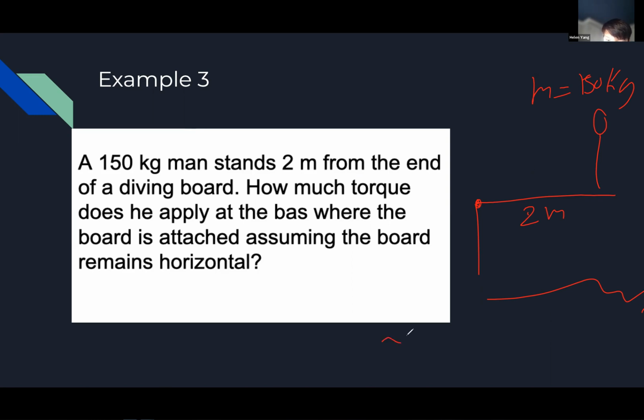So for the torque, which is F times r times sine theta, since he's perpendicular, it would just be sine 90, so it would be 1. So it's just 2 times, since the force is just mg at this point, which is the gravitational force, it would be 150 times 9.8, and then times 2 meters.